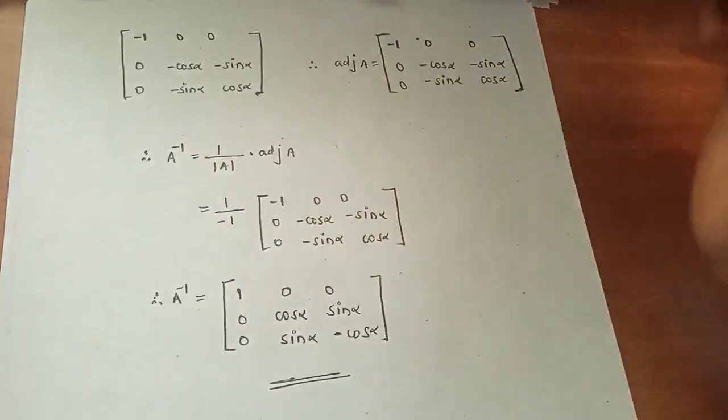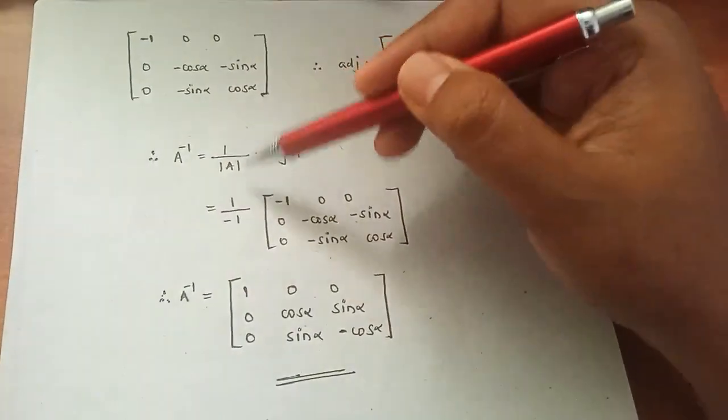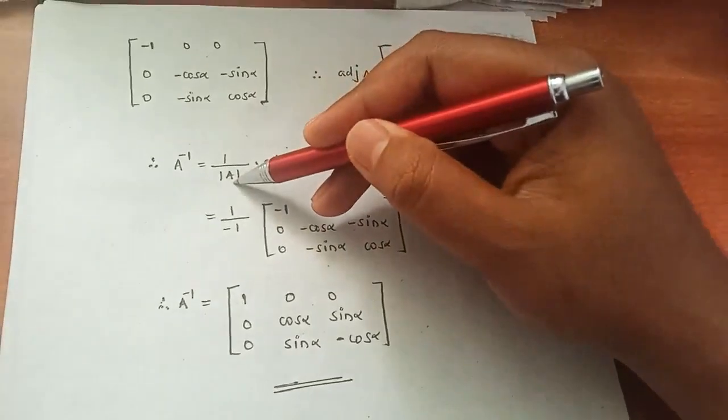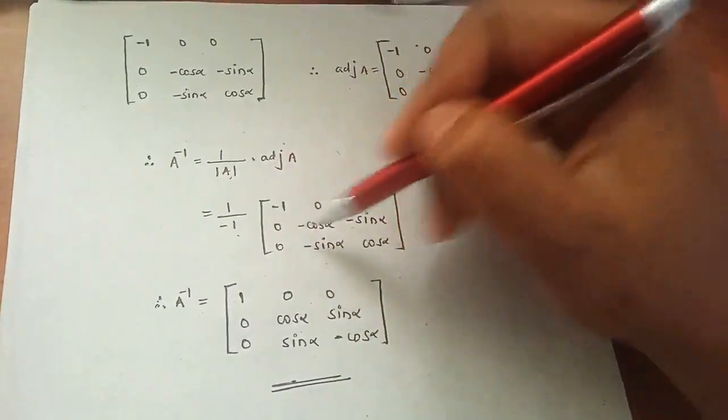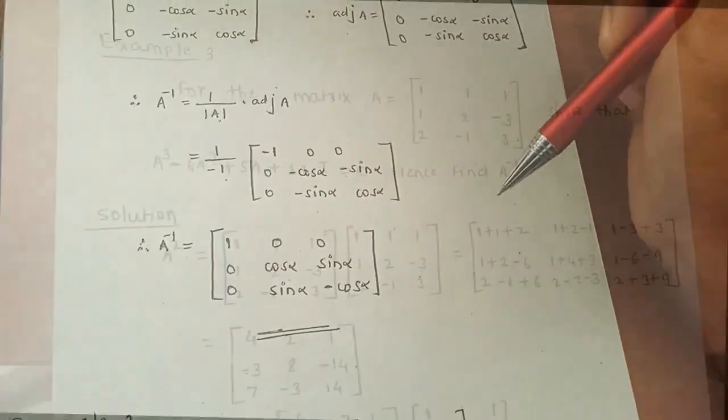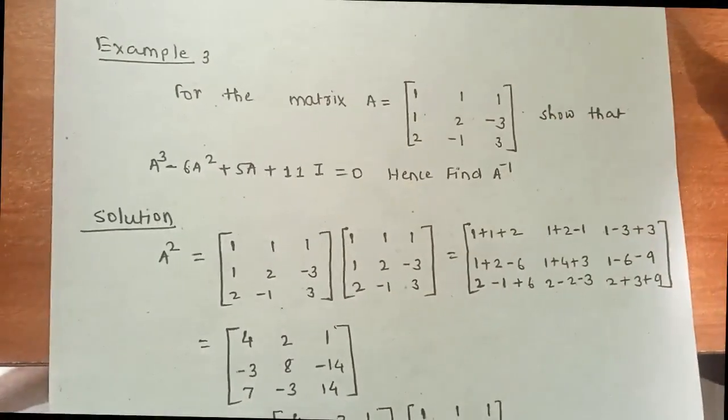Once you get the adjoint, use the formula directly. A inverse is equal to 1 by determinant of A into adjoint of A. Adjoint of A we already know, determinant we already know, minus we got it. Just multiply it inside and get the final inverse answer. So next example we'll discuss.